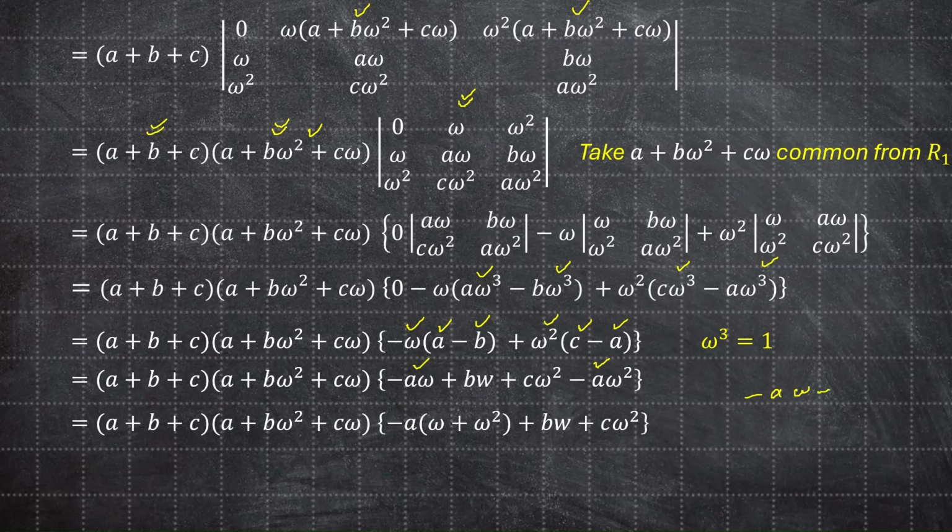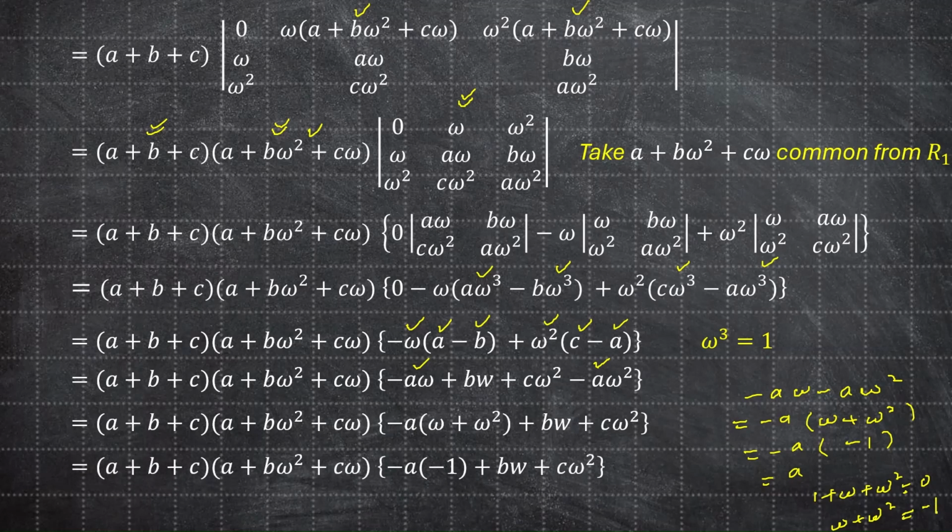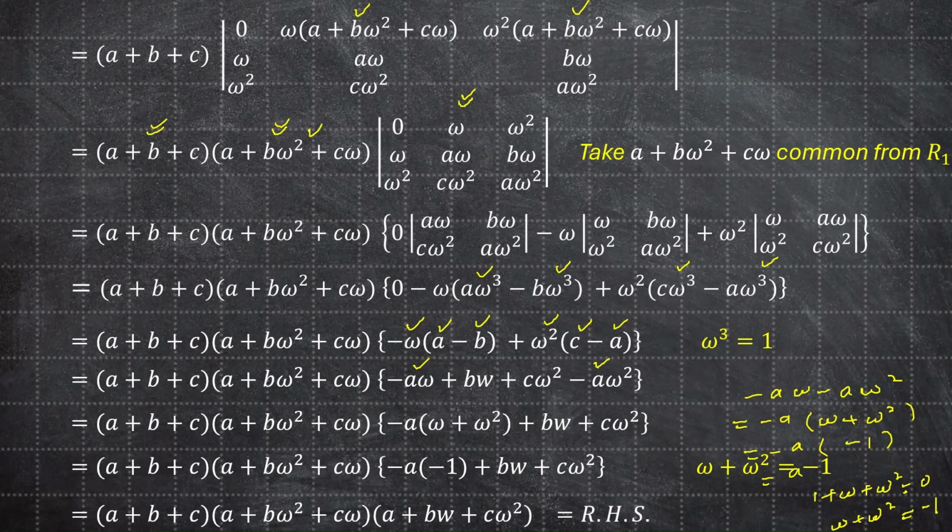The terms are minus a omega and minus a omega square. Take out minus a common and write omega plus omega square. And we know that omega plus omega square is equal to minus 1, since 1 plus omega plus omega square is equal to 0. And we eventually get a. So the expression can be written as, and this is what we were about to show, and this is our right hand side.